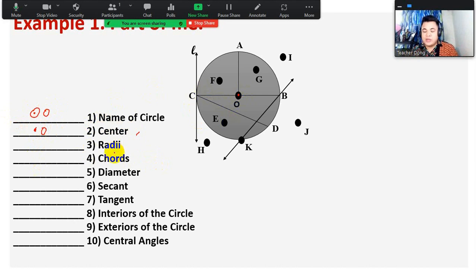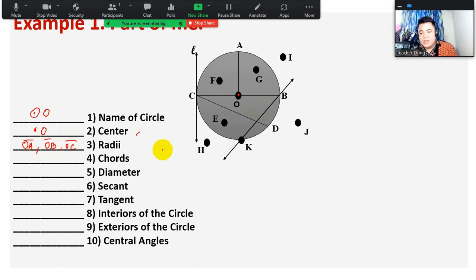Now, number 3, radii. Radii is the plural form of radius. Why radii? Because we're looking for 3 radii here. The first one is segment OA, from the center up to any point of the circle. Or AO, there's no problem with that. Then we have segment OB, then segment OC. These are the radii of the circle: segment AO, segment BO, and segment CO.